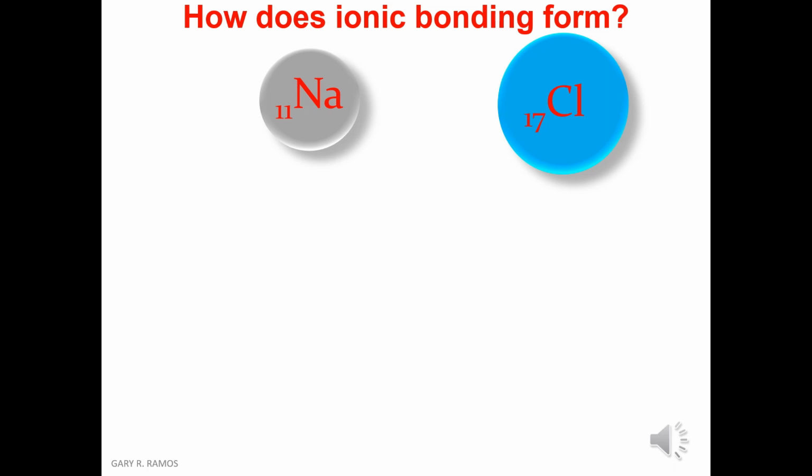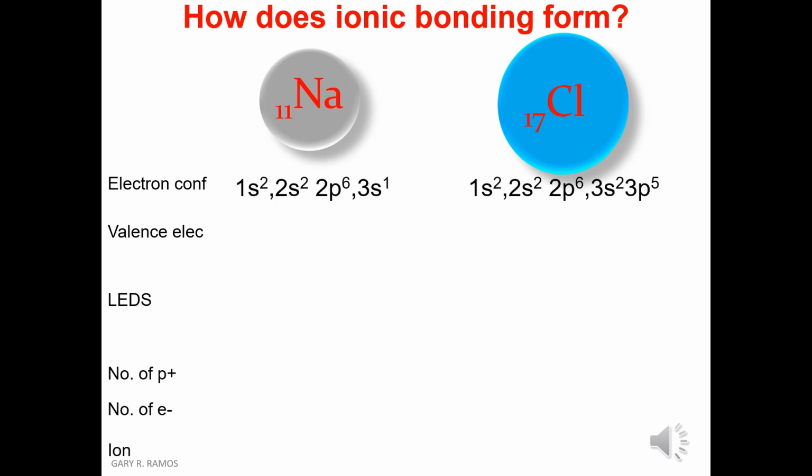So how does ionic bonding form? Let us take the example of sodium and chlorine. In this example, we're going to solve for the electron configuration, the valence electron, the Lewis structure, the number of protons and electrons, and to determine the ions. The electron configuration of sodium is 1s2, 2s2, 2p6, 3s1, while chlorine is 1s2, 2s2, 2p6, 3s2, and 3p5.